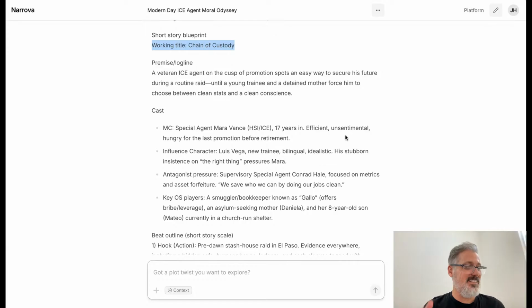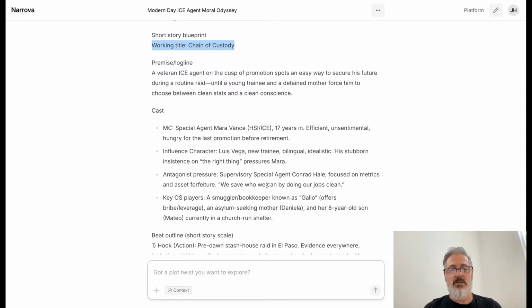So then you could just basically take the story form for Three Kings and rewrite it in terms of today. So Mara Vance, 17 years in, she's efficient, unsentimental, hungry for the last promotion before retirement. That's main character in universe. Influence character is Luis Vega. New trainee, bilingual, idealistic. His stubborn insistence on the right thing pressures Mara.